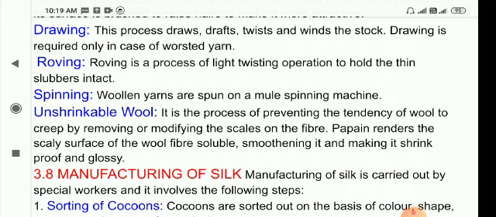And the next process is unshrinkable wool. So unshrinkable wool, student, is the process of preventing the tendency of wool to shrink by removing or modifying the scales on the fiber. And it renders the scaly surface of the wool fiber soluble, smoothing it and making it shrink-proof and glossy.